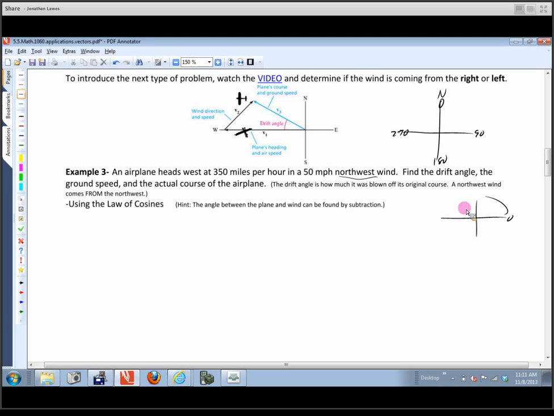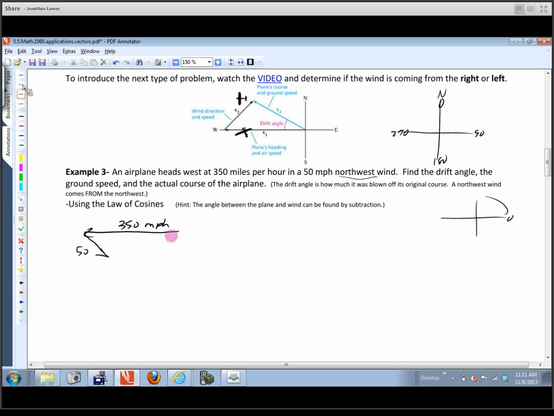Okay? So here's what we've got. We're going to use the law of cosines, and it says we can find the angle between the plane and the wind by subtraction. So let's think about this. We've got a plane that's heading west at 350 miles per hour. So that right there is 350 miles per hour. We've got a 50 mile per hour northwest wind. So the wind is coming from the northwest going to the southeast. So it's heading off in this direction right here, and that's 50 miles per hour.